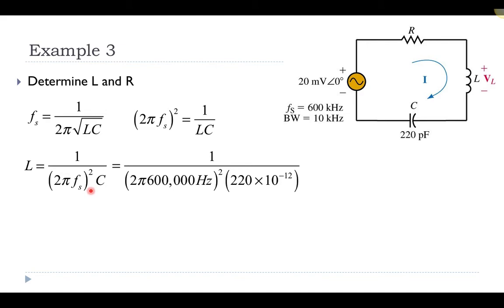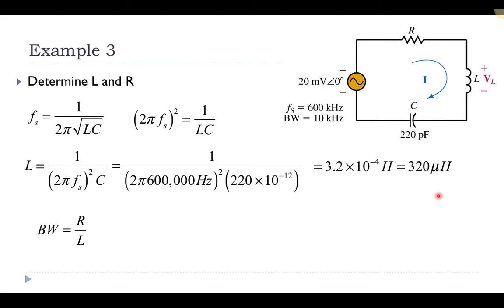So I know that my resonance frequency is 600,000 hertz. I need to make sure I convert everything into the correct units, and my capacitance is 220 picofarads. Pico is 10 to the minus 12, and I forgot the farad in here, but I've converted this into farads. And so I get an inductance of 3.2 times 10 to the minus 4 henry, which can be written as 320 microhenry.